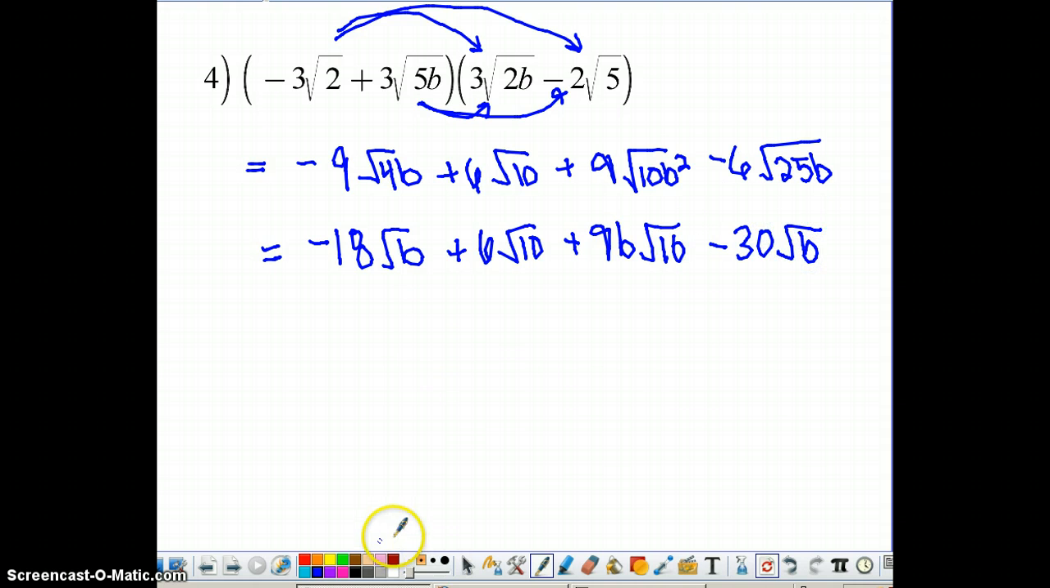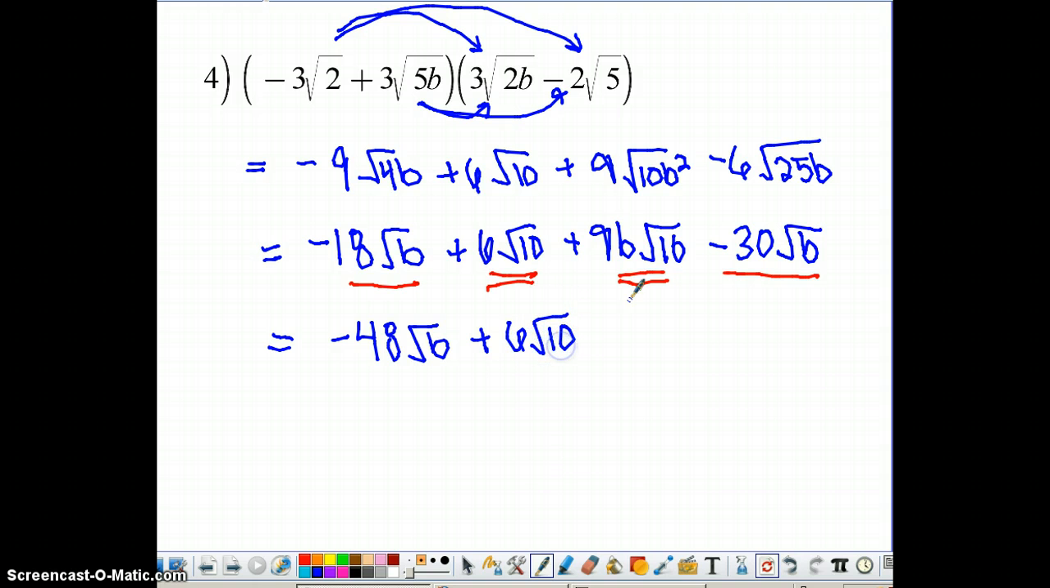Okay. Now, we want to combine any like radicals that we have. So I see this -18 root b and the -30 root b. I can combine those, but the 6 root 10 and the 9b root 10, even though they both have root 10s, the 9 has a b with it as well. So those 2 terms actually can't be combined together. They're not like terms. So we're just going to say that we have -48 root b plus 6 root 10 and then plus 9b root 10. And that's going to be our final answer.